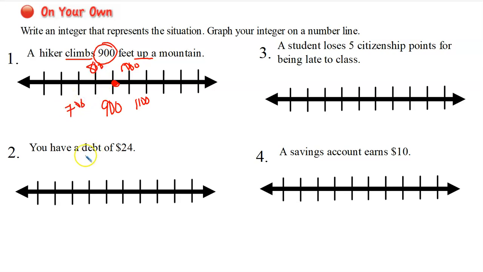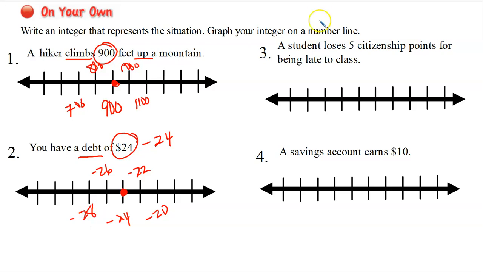Okay, number 2, you have a debt. If you have a debt, that means you owe money. That means this is a negative number. So I'm going to go ahead and start with my negative number. And maybe for this one, I'll skip count by 2s. Let's see, remember that negative, this is counting down towards 0. So this is negative 22, negative 20. This would be negative 26, and this would be negative 28.